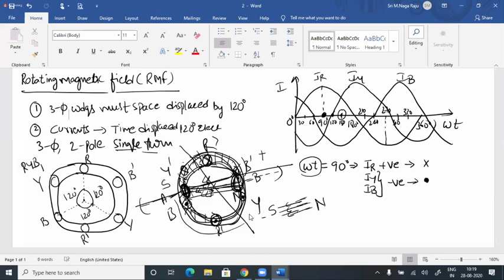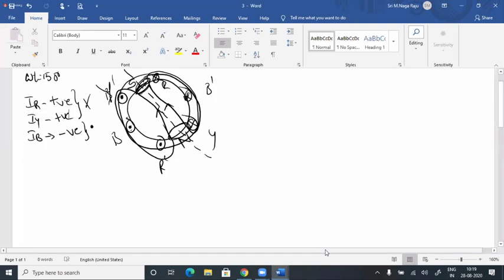Now the magnetic axis is moving in which direction? In the first case, we have seen this is the direction. This is the magnetic flux axis. Clockwise. Yes, the magnetic flux axis has changed from this position to this position in the clockwise direction. So at this position, omega t equal to 90. This is omega t equal to 150.